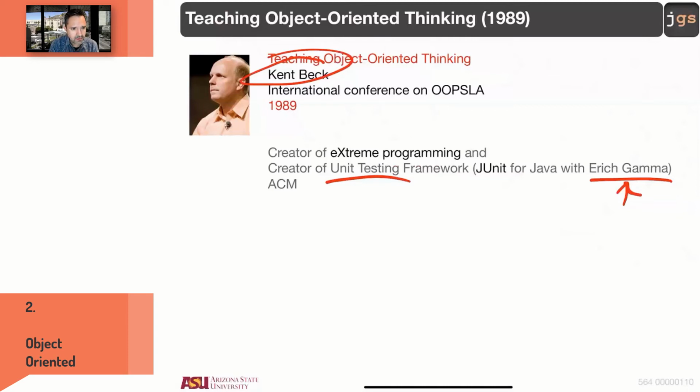Erich Gamma in software engineering, design patterns. Thank you, Gang of Four. Yeah. We're going to talk about that, but this guy is one of the four that proposed the design patterns that we're going to review later. So design patterns and JUnit, and there is this paper about object-oriented thinking, in '89.